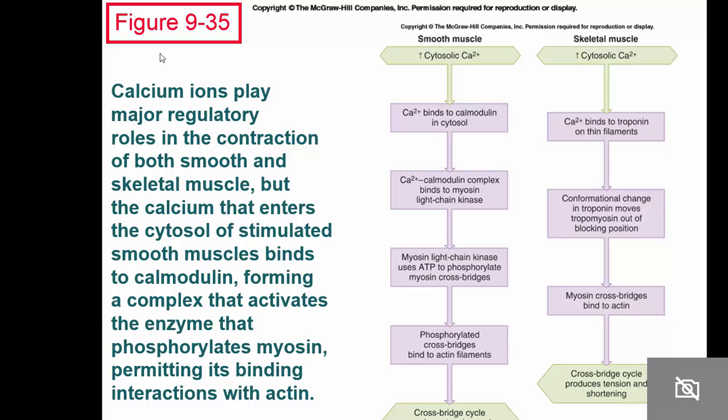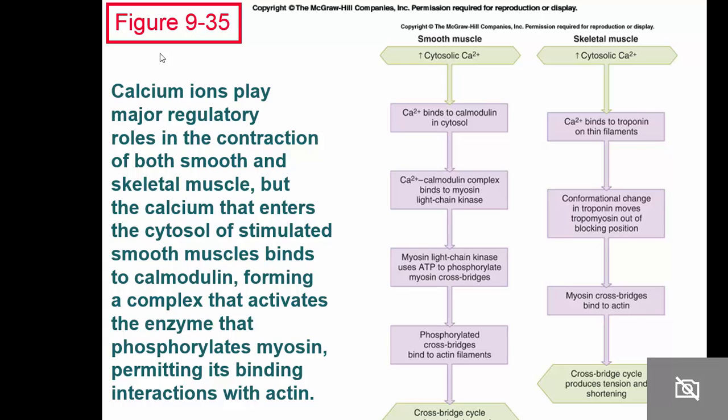What is the light chain part of? Is it part of the myosin complex or the actin complex? Myosin. It's part of the head. Where's troponin located? Yes. So you control skeletal muscle on the actin filament. You control smooth muscle on the myosin filament. A little different. The myosin light chain kinase then uses ATP to phosphorylate cross bridges. This is very different. This does not happen here. Once this thing connects to that head, it phosphorylates these cross bridges, meaning that head is now active.